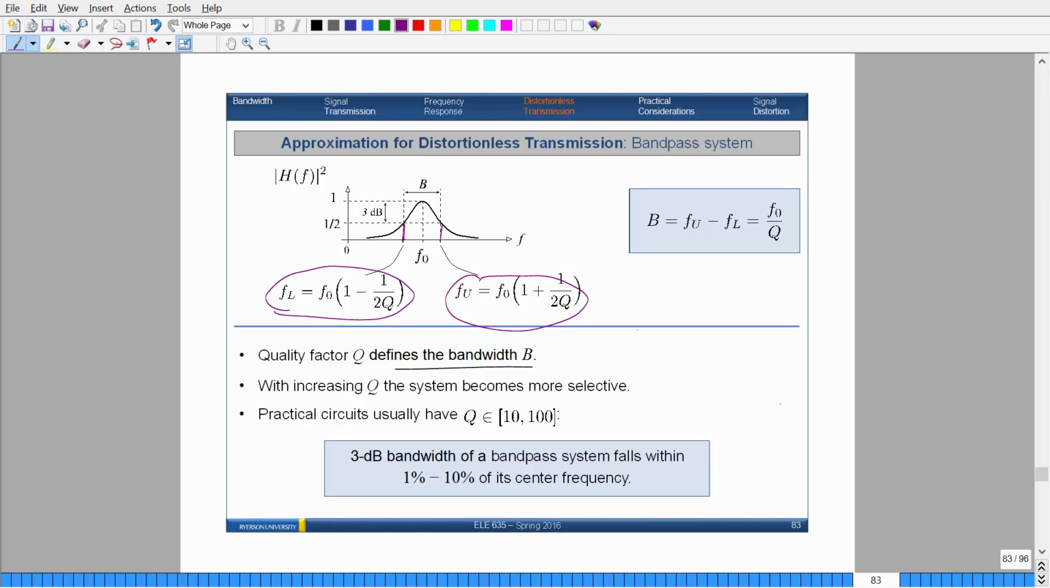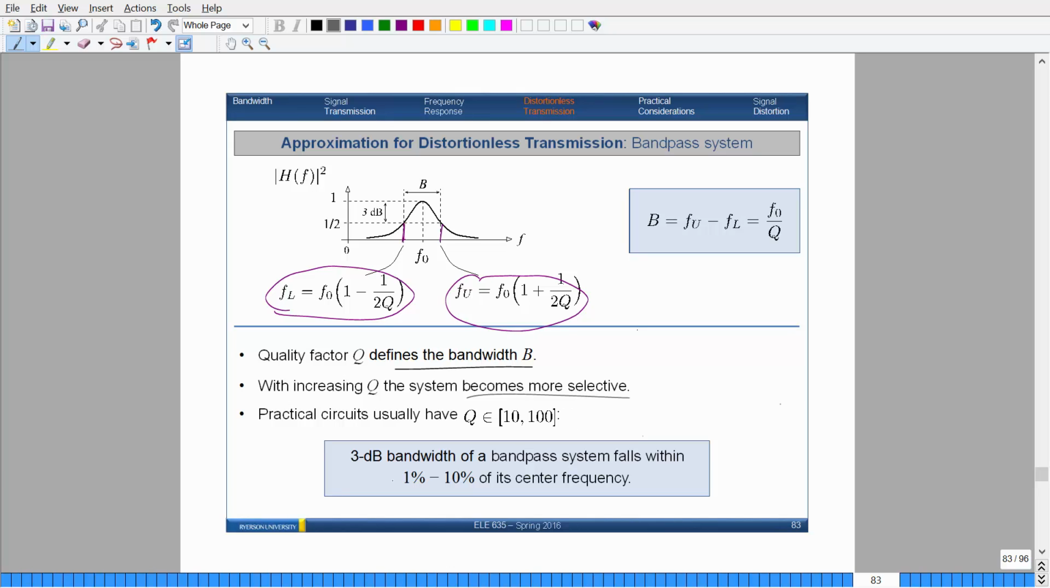So the reason why the quality factor is so important is because it actually defines how much bandwidth your system will have, right? The larger the quality factor, the higher the bandwidth is going to be, okay? Similarly, the smaller the quality factor you have, the smaller the bandwidth you're going to have, okay? So when you increase the quality factor, the system becomes a little more selective. What selective means is that you can design electronics so that it can accommodate the bandwidth of the system a little better. Usually circuits have a quality factor between 10 and 100.